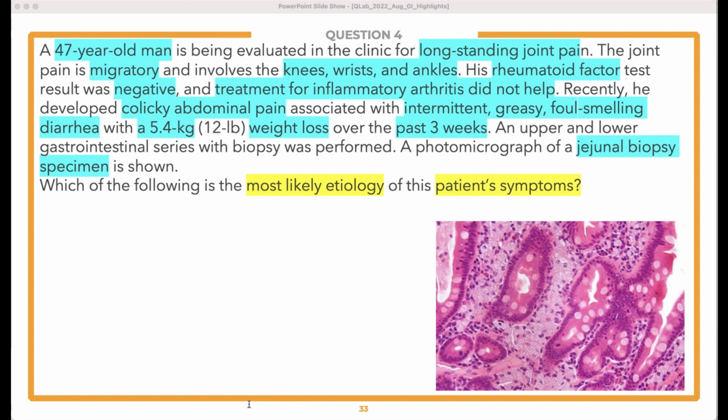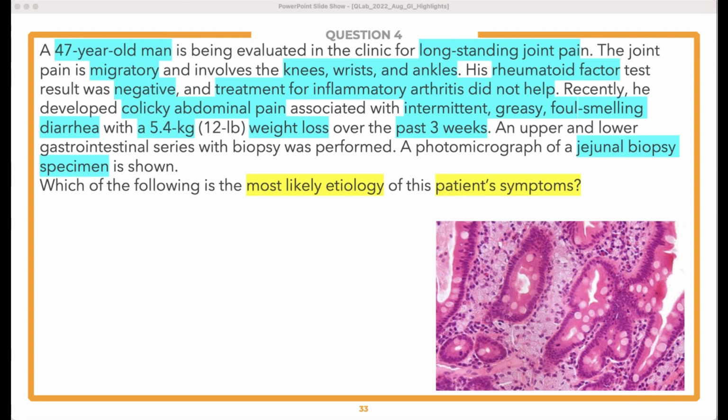So now we've got a 47-year-old male, and he's coming in because of long-standing joint pain, okay? Anytime you have joint pain, you always want to ask which joints, does it come and go, is it always there? They tell us a little bit about that. He had some lab tests and treatments done, and they haven't really been helping. But now they start talking about GI issues: abdominal pain, and greasy, foul-smelling diarrhea with some weight loss. So we're getting an overlap between MSK, rheumatology, and GI, so you want to start thinking about conditions that involve multiple systems like that.